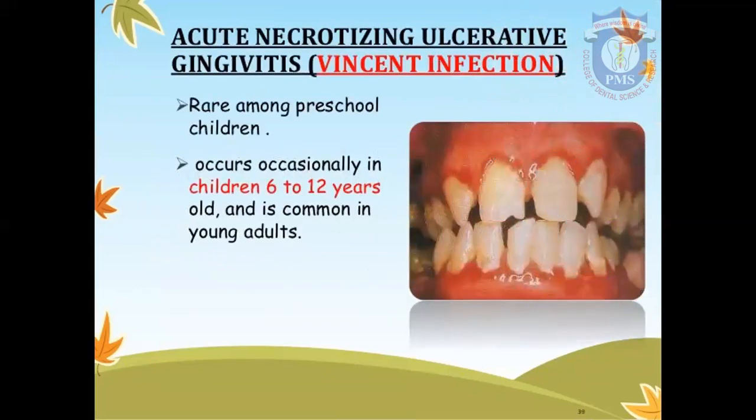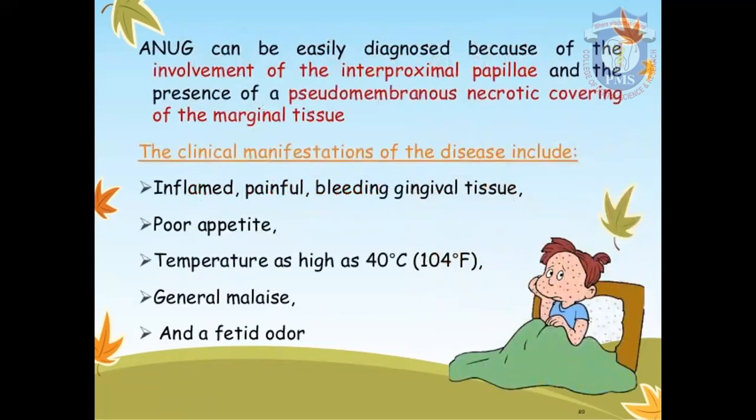Next, we will see about acute necrotizing ulcerative gingivitis or Vincent's infection, which occurs occasionally in children 6 to 12 years old, and is common in young adults. ANUG can easily be diagnosed because of the involvement of interproximal papillae. Presence of pseudomembranous necrotic covering of marginal tissue is another important feature. Clinically, the patient may be presenting with poor appetite, temperature as high as 104 degrees Fahrenheit, and general malaise.